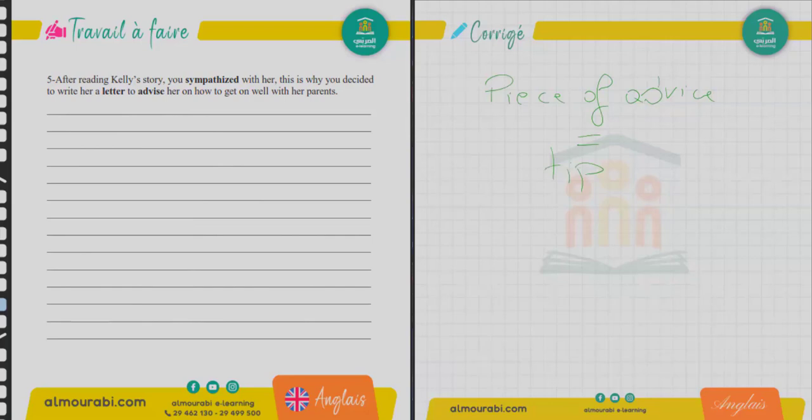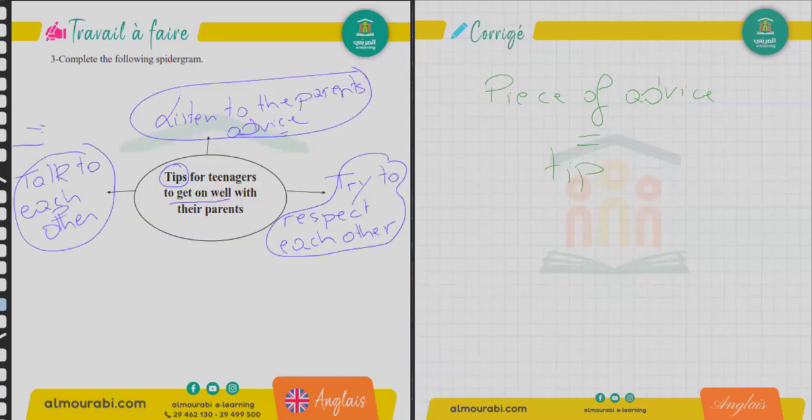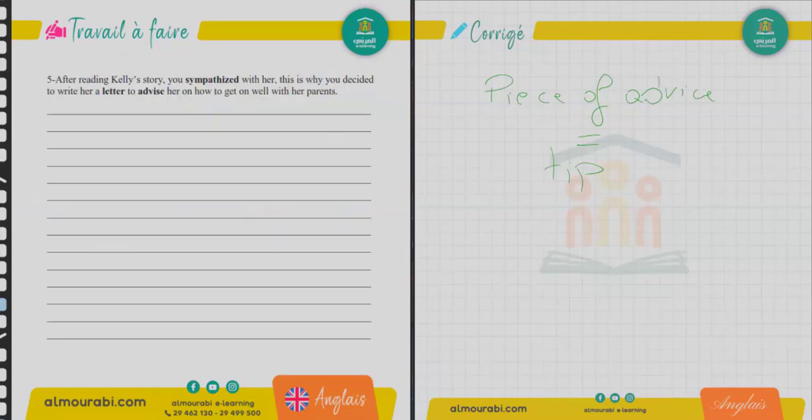get on well with her parents. That means what we talked about before, the ways to improve her relationship with her parents, we will use them in the letter. It's a letter. You are going to write a letter to Kelly in order to advise her. To advise her on what? On how to get on well, on how to have a friendly relationship with her parents.